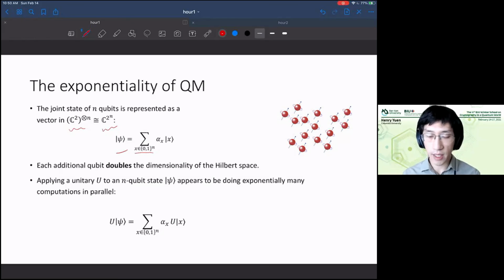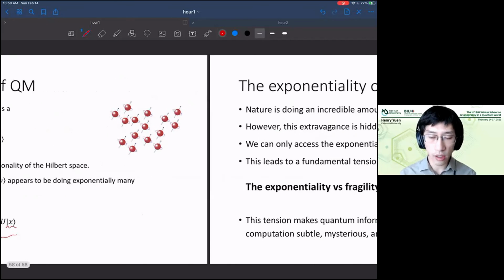That tells you that the state of these n qubits is a really complicated thing, right? There's exponentially many amplitudes to keep track of. And when you apply an n qubit unitary to this n qubit state psi, by linearity, it's going to be a superposition of this unitary U applied to all 2 to the n different basis states. So at least mathematically, when you apply this transformation to these n particles, you seem to be doing exponentially many computations in parallel. At least it looks that way. And so you might say, well, maybe this is where the power of quantum computation comes from. But it's a little more subtle than that.